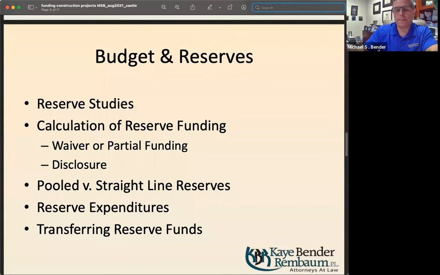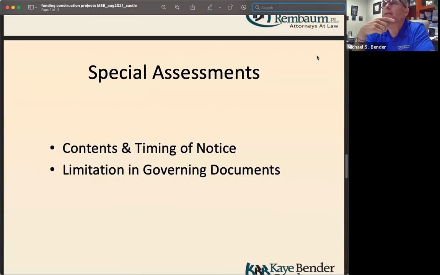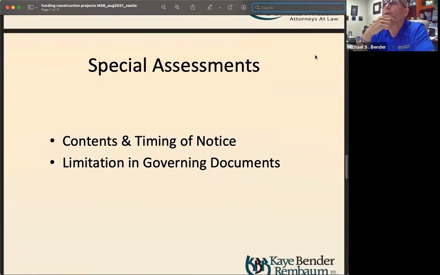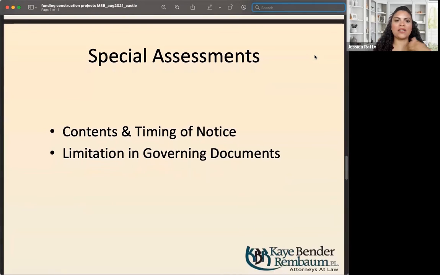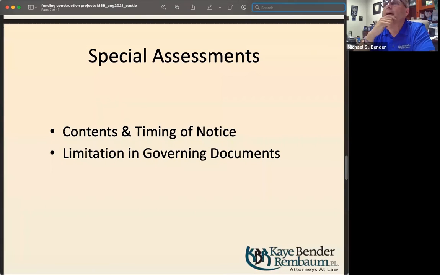Okay, let's move on to special assessments. Before I do that, let me check and see if there are any questions on reserves. I saw some here that are relevant. Ms. Fidelvis, if you don't have reserves, I think I addressed that. I think I addressed what my recommendation is.